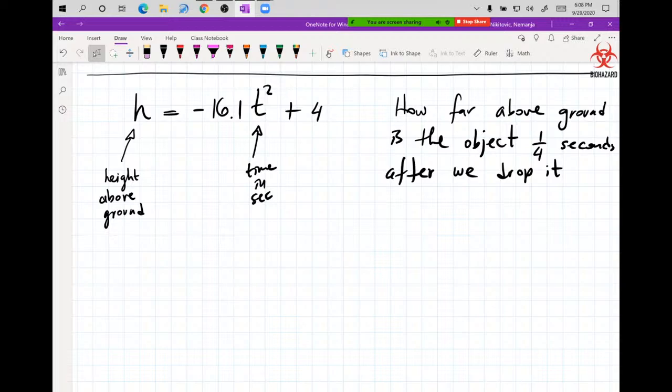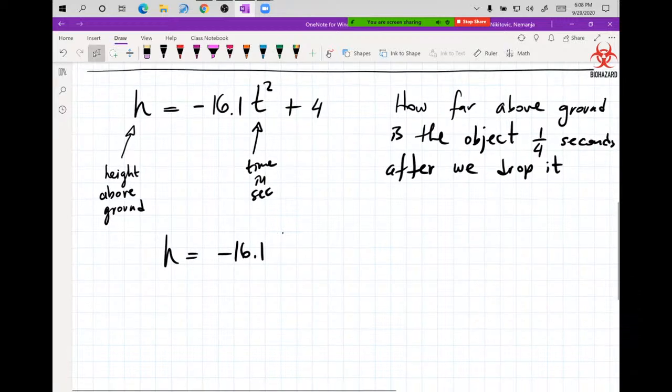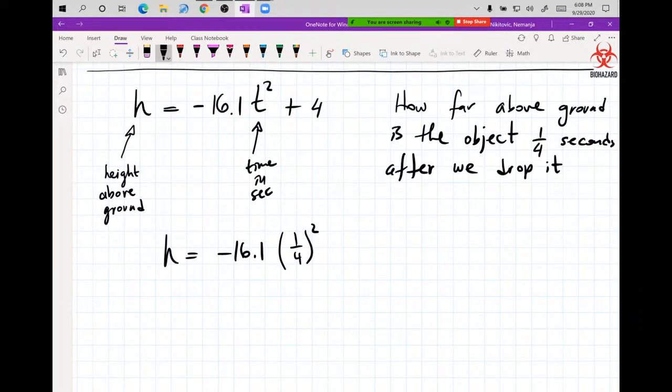So let's go and take a look. I have height is equal to negative 16.1 times my 1/4 of a second squared plus 4. And we just use PEMDAS like always. All you need to do is to square 1/4. So that's going to be negative, we don't even have to use 16.1, let's just use 16. It's fine. So negative 16, and then this one turns out to be 1 over 16, plus 4.